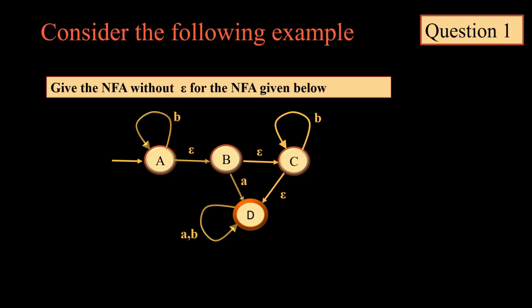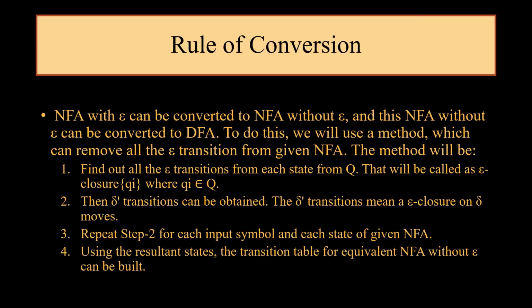Consider the following example. In this we have four states. Start state is A, final state is D, and we have three epsilon moves, one from A to B, another from B to C, and third from C to D. We want to convert this NFA with epsilon into NFA without epsilon.